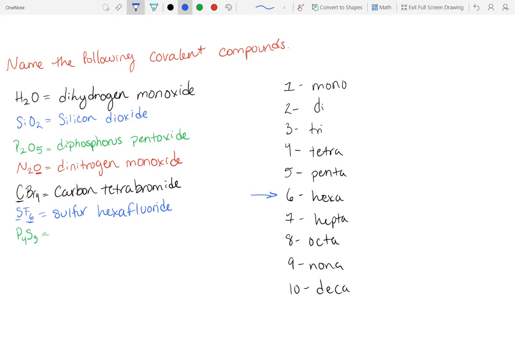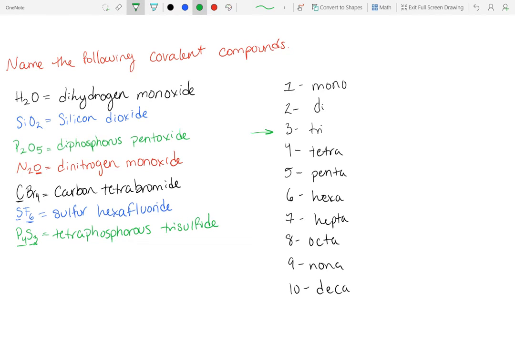All right, so now this last one here. There's 4 phosphoruses, so we're gonna call it tetraphosphorus. Sorry, misspelled. Okay, so tetraphosphorus. And 3 sulfurs, right? So 3 corresponds to tri, so tetraphosphorus trisulfide.